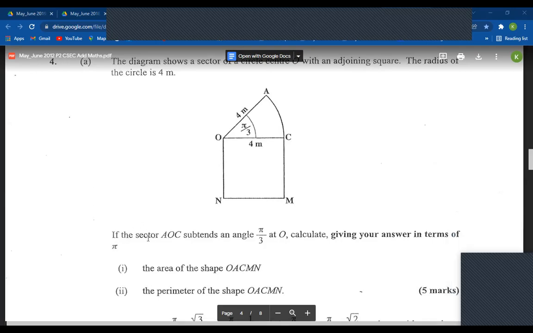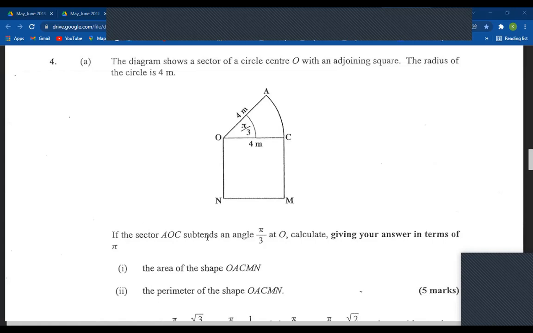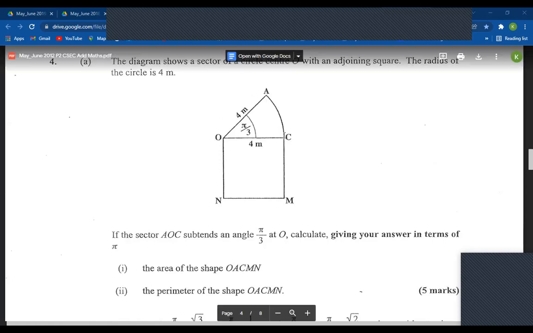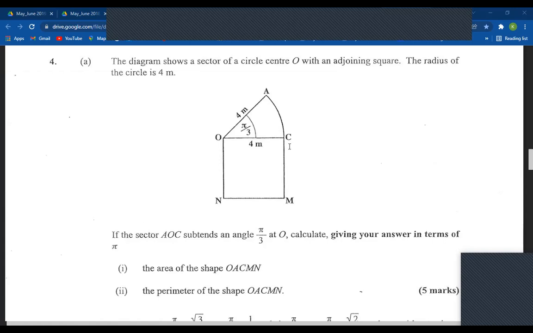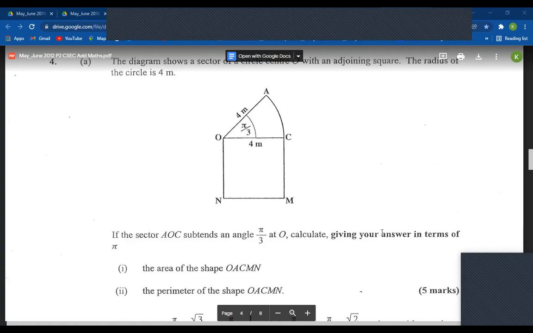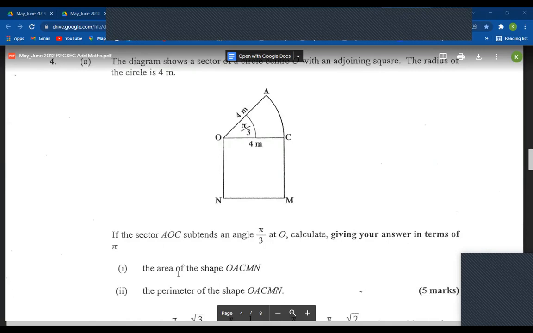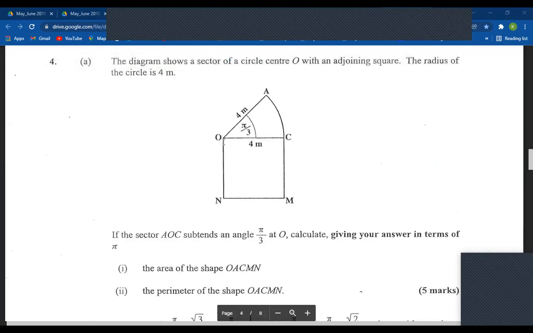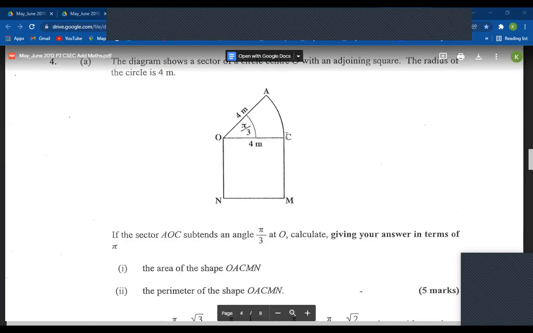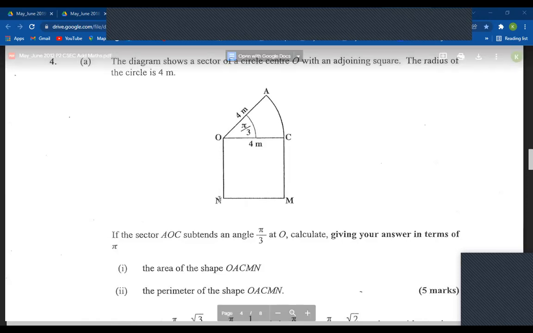If the sector AOC subtends an angle pi on 3 at O, right here. So this is my sector AOC. This is my angle pi on 3. Calculate, giving your answer in terms of pi, very important. So you have to give it in terms of pi, right? The area of the shape OACMN. Okay. So that's the whole shape.